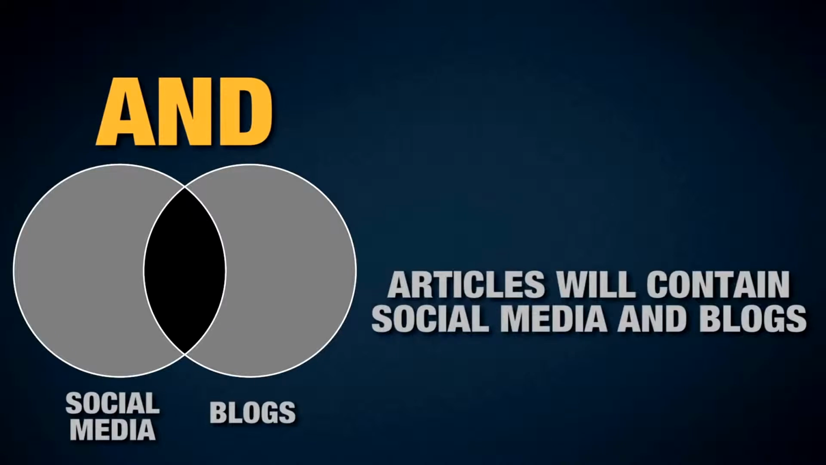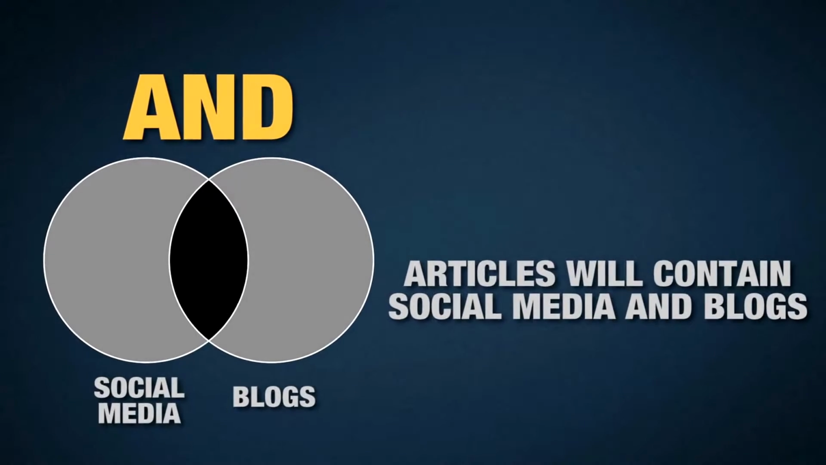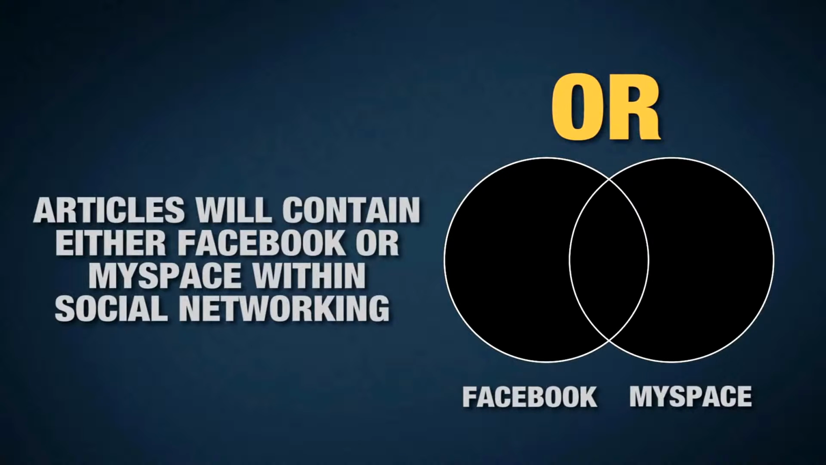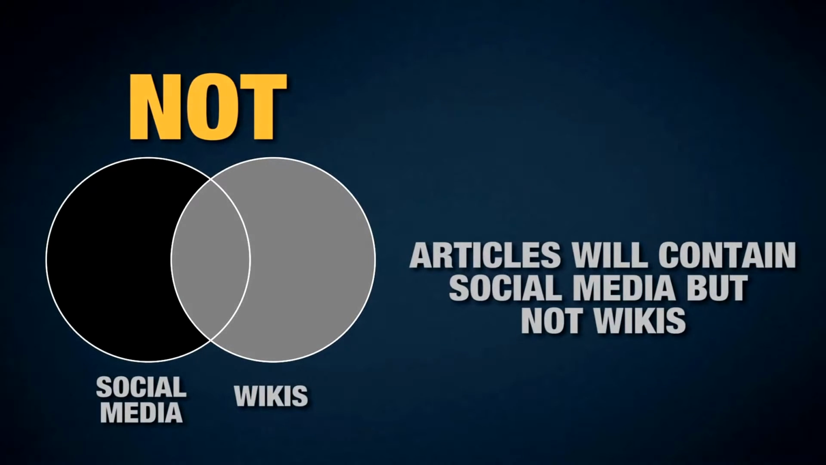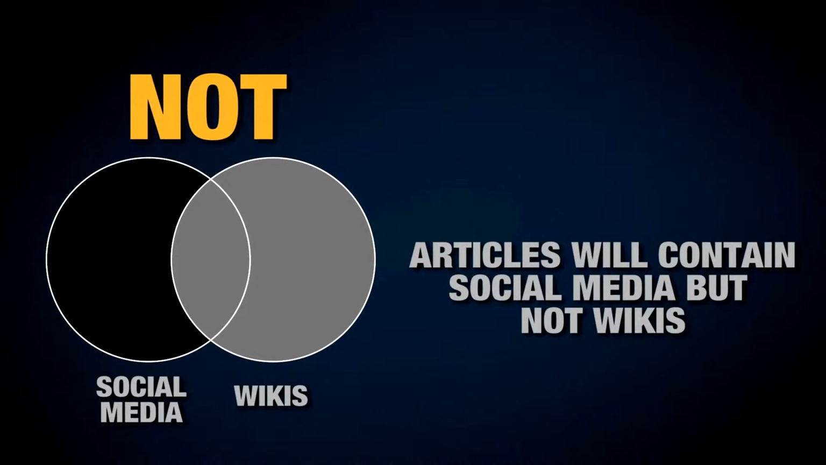Okay, so now I'm sure you're asking yourselves, what are Boolean operators? Boolean operators are used to connect your keywords together and allow you to broaden or narrow your search. And allows you to search two or more terms together. For example, social media and blogs. Or allows you to search two or more similar terms together. For example, social networking and Facebook or MySpace. Not allows you to exclude a term from your search. For example, social media, not wikis.